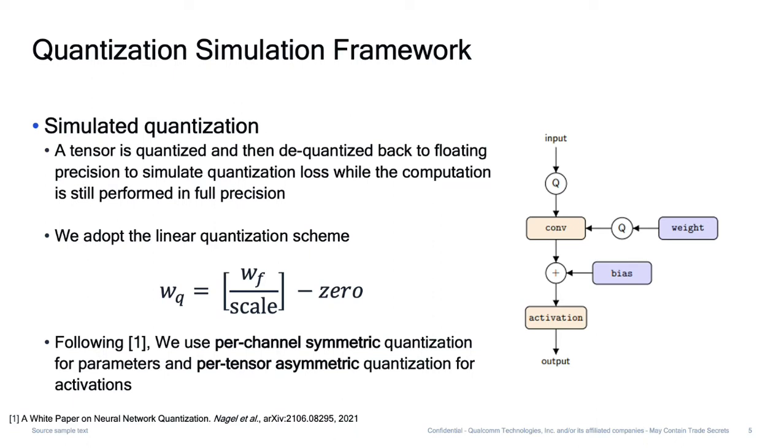In the framework, we use simulated quantization to quantize a tensor and then dequantize it back to floating precision to simulate quantization loss, while the computation is still performed in full precision. For example, the input and the weights of this convolution layer go through the quantizer to introduce quantization loss, and then go through the rest of the original convolution computation to generate the final output.